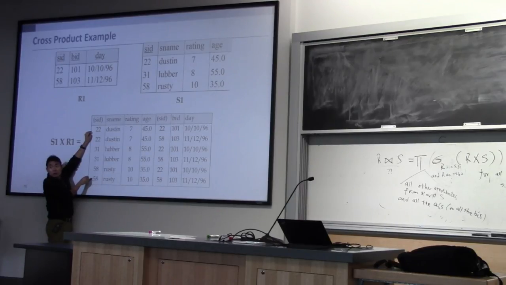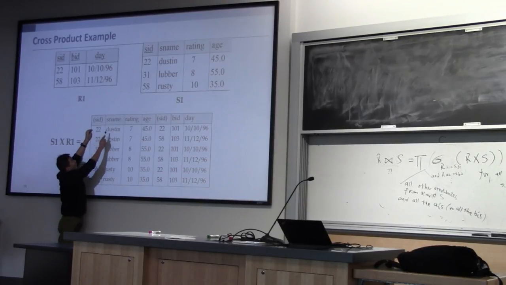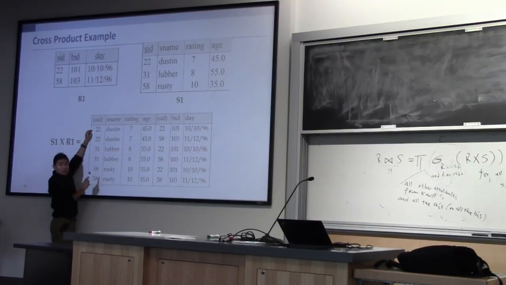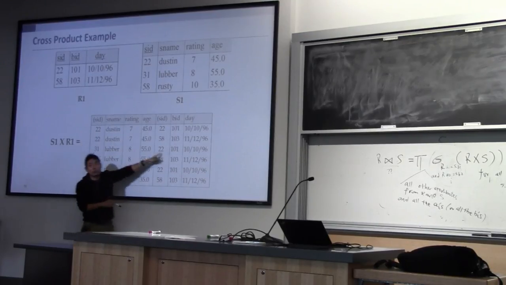And what do you do in the final step? You put out all attributes, meaning S name, rating, age, BID, and date. You put out all other attributes plus one copy of the common attribute, which is either this or this.